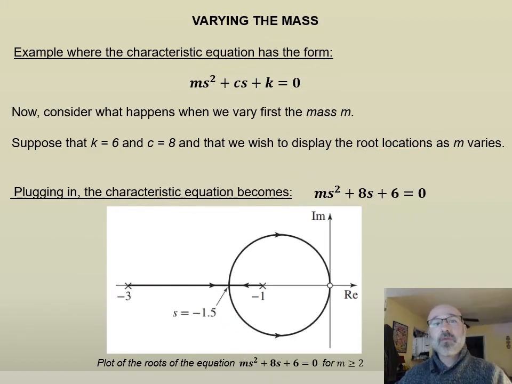So now we've gone through and taken a look at our results and our roots as we vary our spring constant k and our damping constant c. So last, let's take a look at our mass. What happens if we vary the mass? What do our roots look like? What does our plot look like for that?